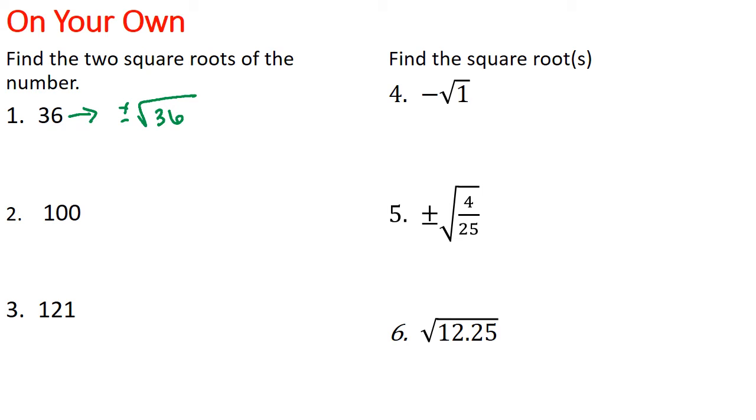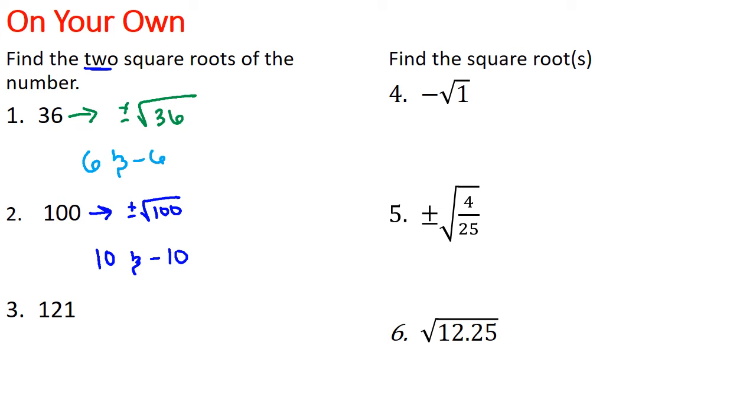Since we're looking for both positive and negative square root of 36, we know that 6 times 6 is going to be 36. So we're looking at positive 6 and negative 6. For problem number 2, we have 100, and we're going to try and find the positive and the negative square root of 100 because we're looking for the 2 square roots of this. So we know 10 times 10 is 100, so my answer is going to be 10 and negative 10.